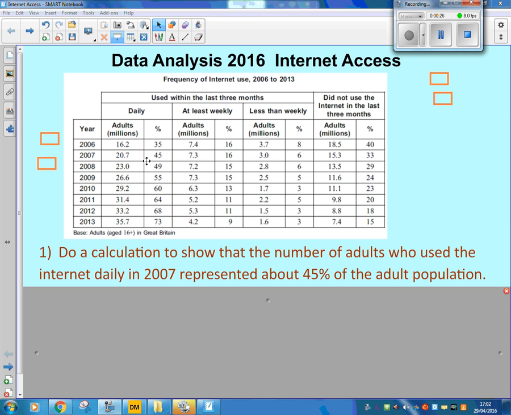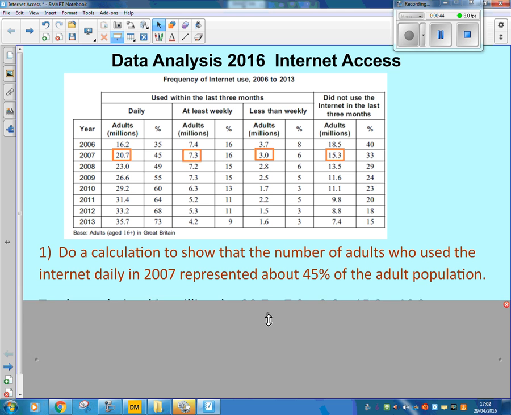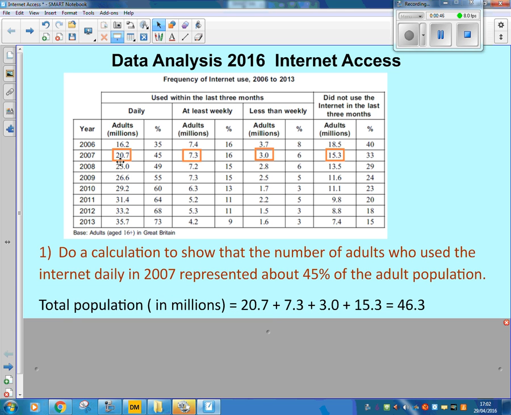Now, to do this, the first thing we need to do is to find how many adults there were in 2007. So we don't just need those who use the internet daily. We need all the adults that were around in 2007. If we do that, we can find the total population is 20.7 plus 7.3 plus 3 plus 15.3, all in millions. So it's 46.3 million.